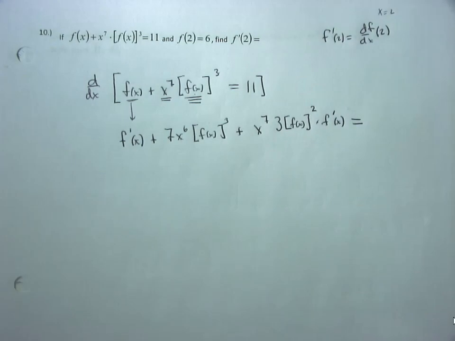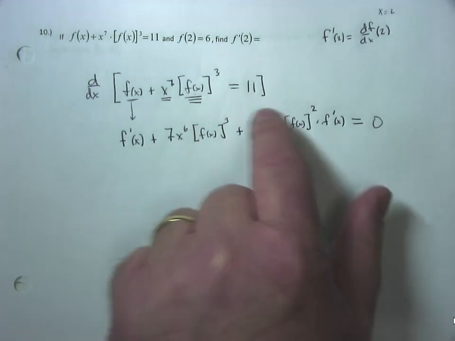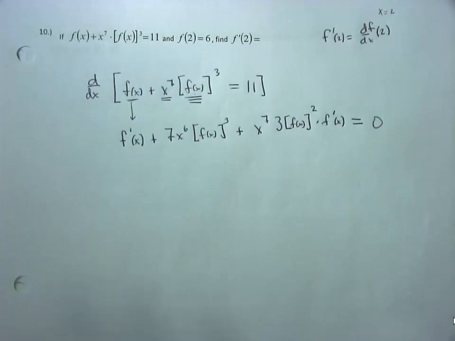Equals, what's the derivative of 11? Yeah, don't forget that. How many people just keep setting it equal to 11? No, the derivative of 11 is 0. So there's my answer right there. But what are we after? We're not after this. We're after f prime of 2.